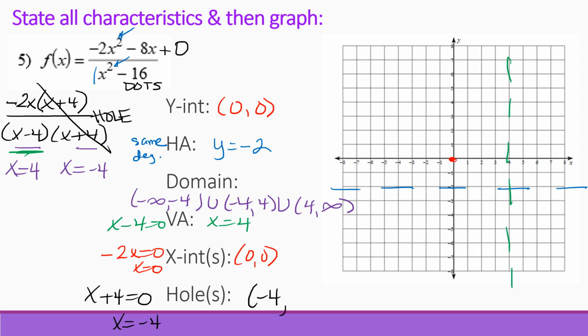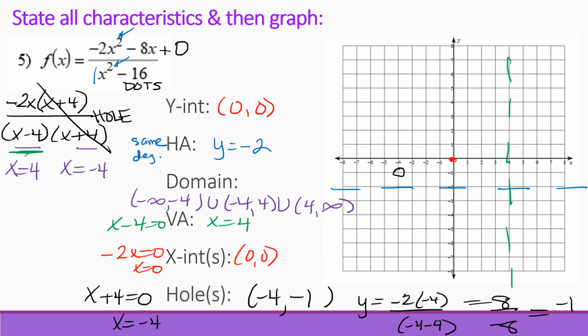That is the x-coordinate. Now to determine the y-coordinate, I'm going to substitute a -4 into any x's left in the equation. So I have -2x divided by x minus 4. That's -2 times -4, which is 8, divided by -4 minus 4, which is -8. So 8 divided by -8 gives me -1. So I have a hole at the ordered pair (-4, -1) right here.